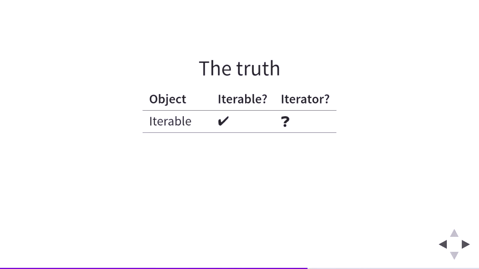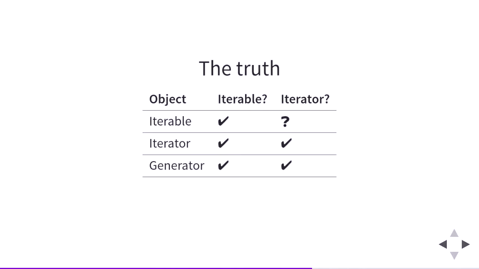So iterables are not necessarily iterators, but iterators are always iterables. For example, generators are iterators, but lists are not iterators. Iterables are not always iterators, but iterators are always iterables.